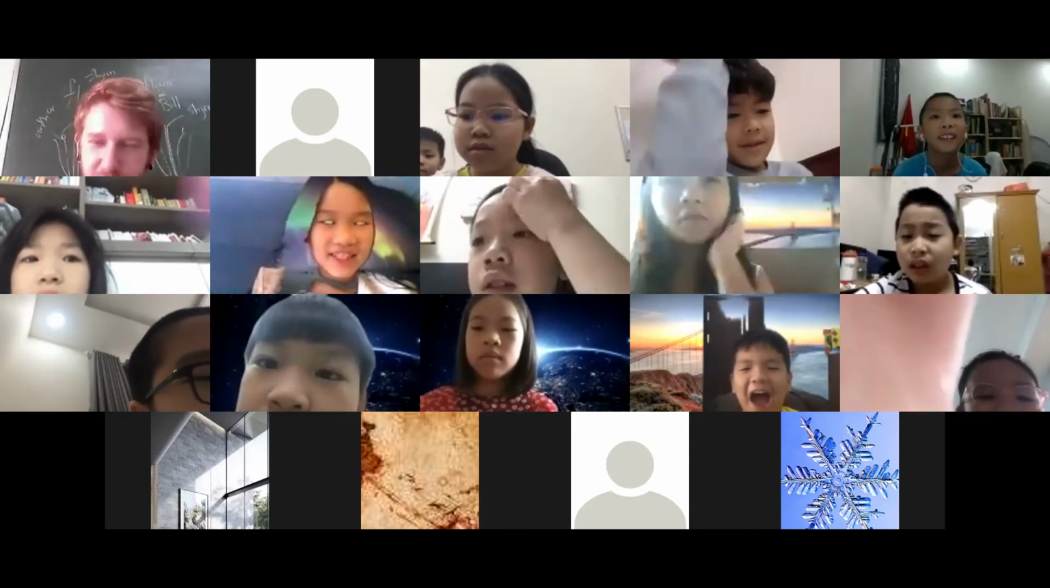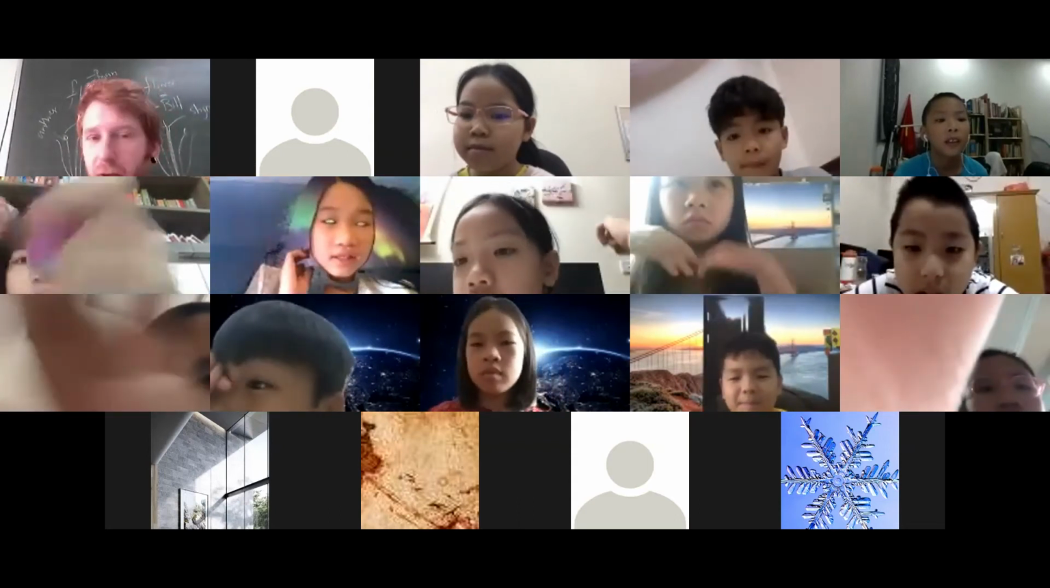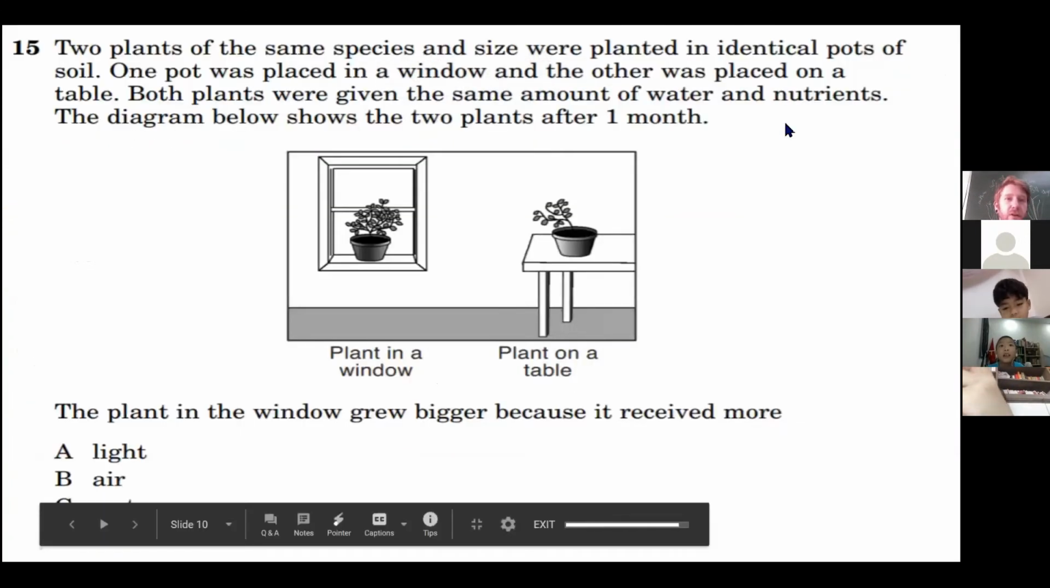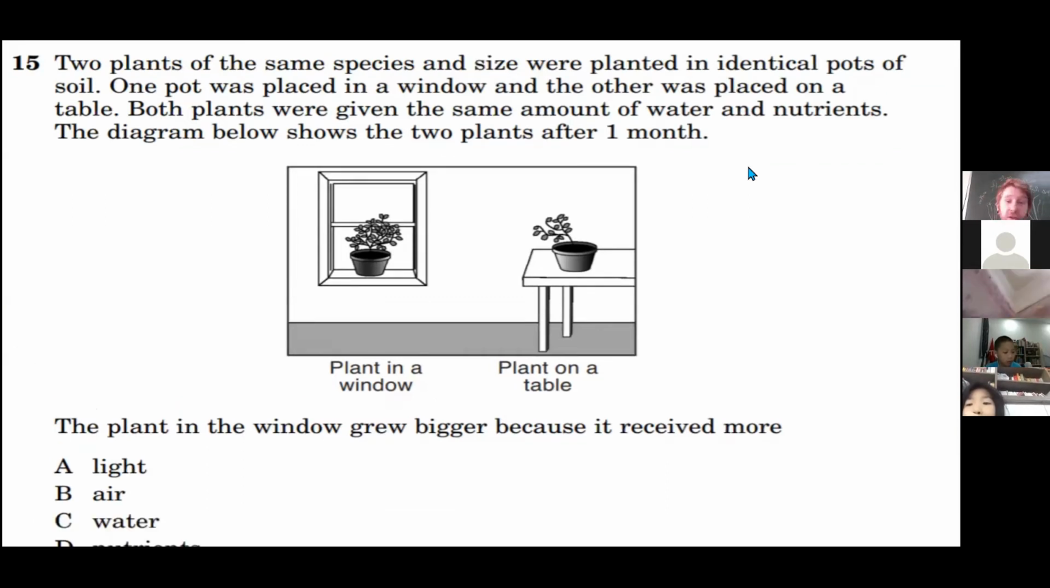Rosie, can you change? What we are going to do today is look at some more experiment-based questions. Two plants of the same species and size are planted in identical pots of soil. One pot is placed in a window and the other placed on a table. Both plants are given the same amount of water and nutrients. The diagram below shows the two plants after one month. One plant is bigger because it receives more what? Emily. More light. Okay.